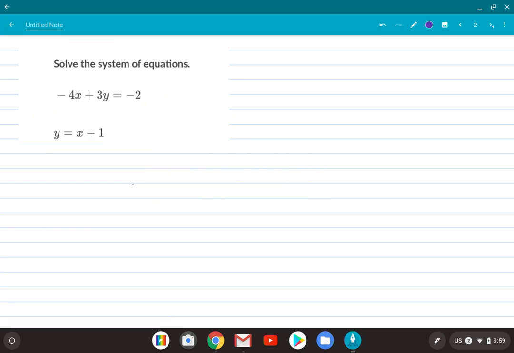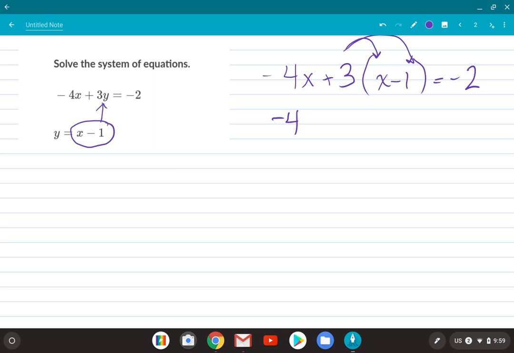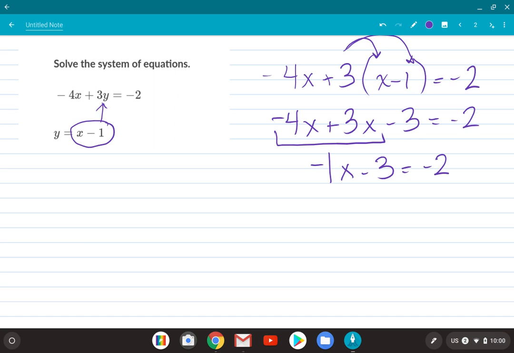This time, the y is by itself. So we're going to circle what the y equals, and we're going to plug it into that y. So negative 4x plus 3, x minus 1 equals negative 2. We're going to distribute. And we want to combine the like terms that we can. So you see we have two x's on the same side. We're going to combine them. So negative 4x plus 3x is negative 1x minus 3 equals negative 2.